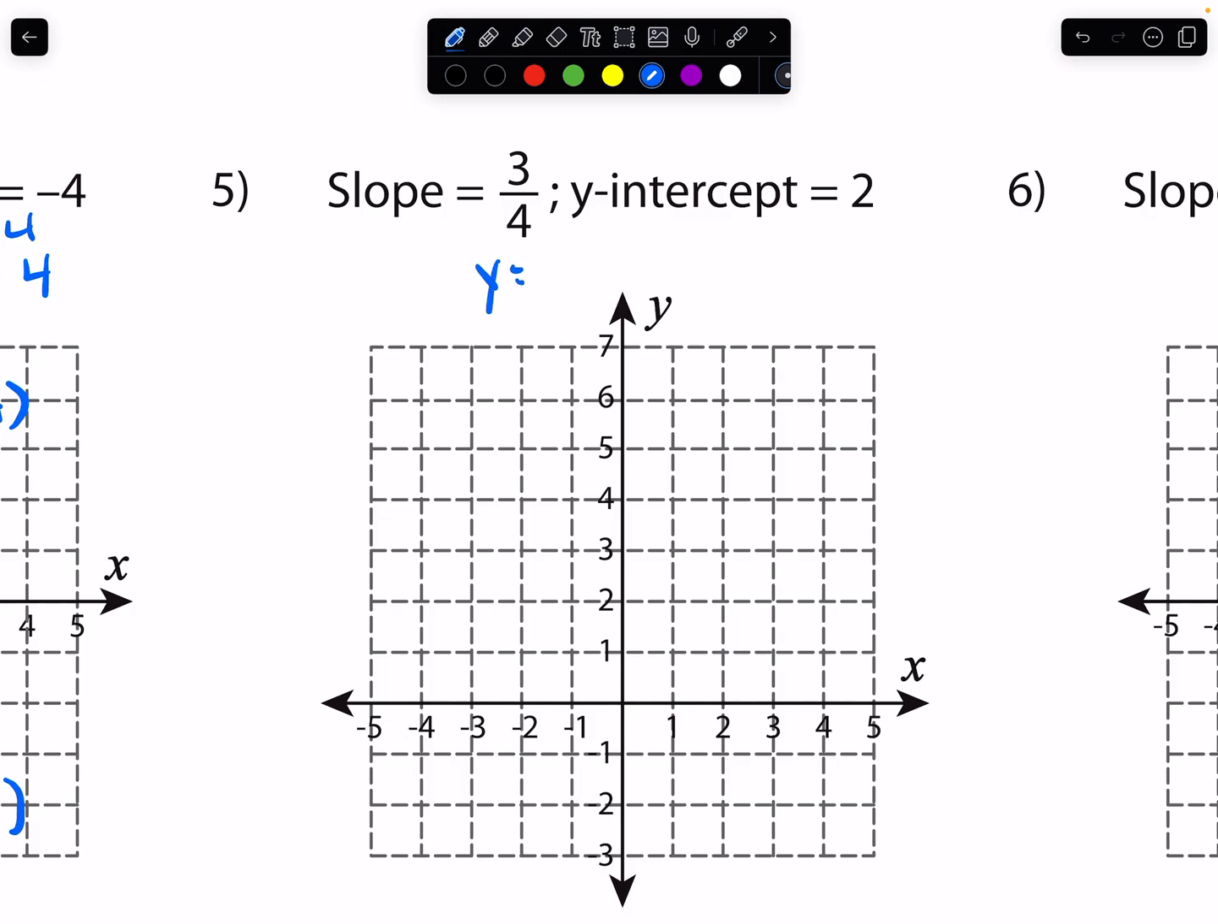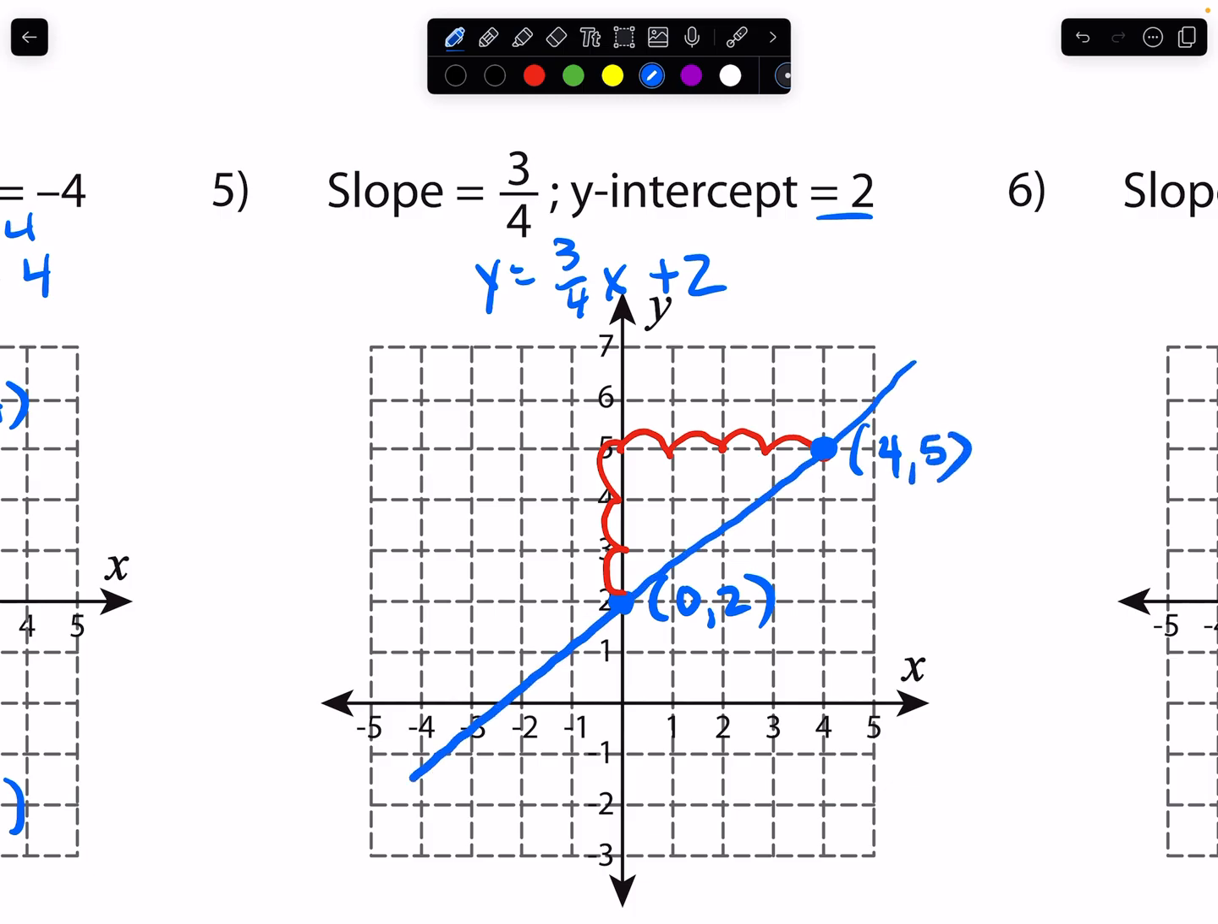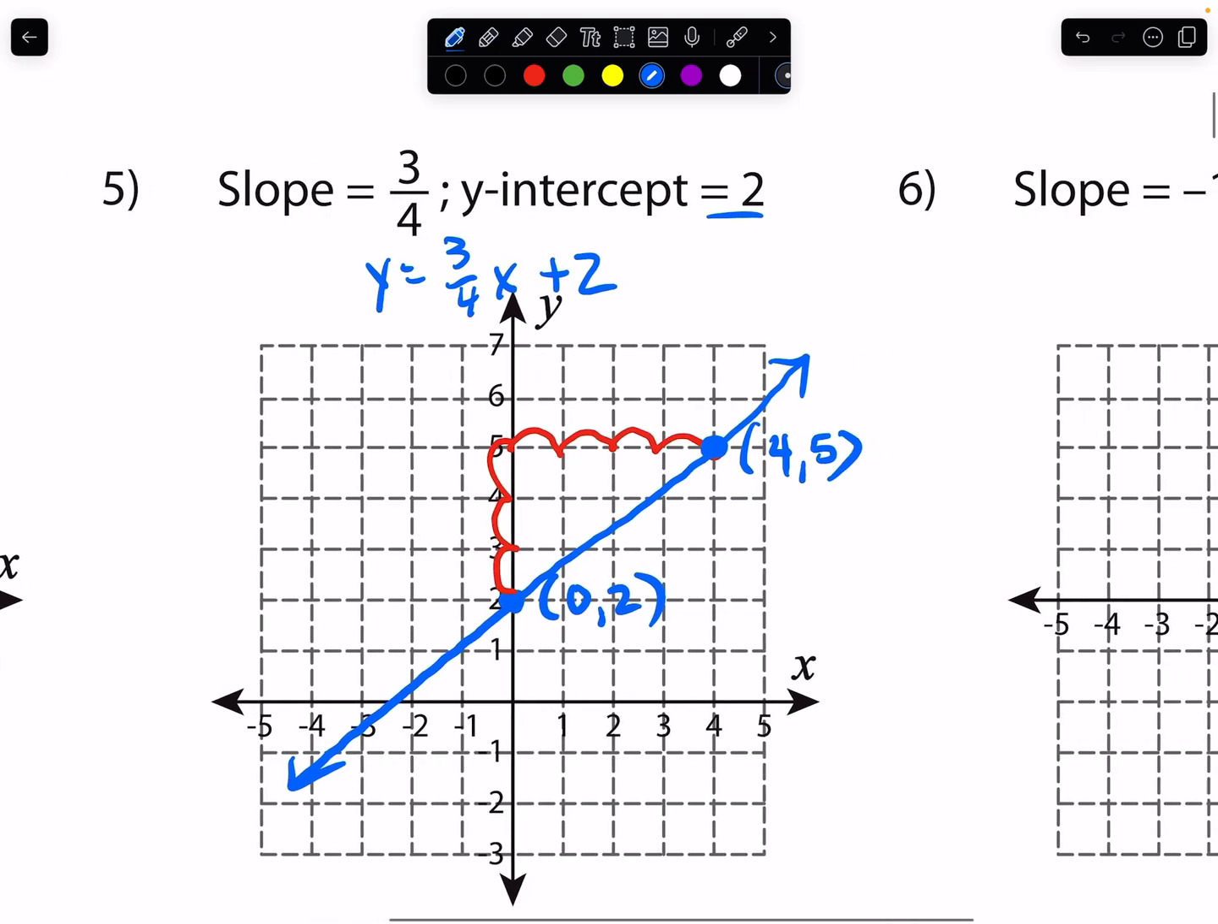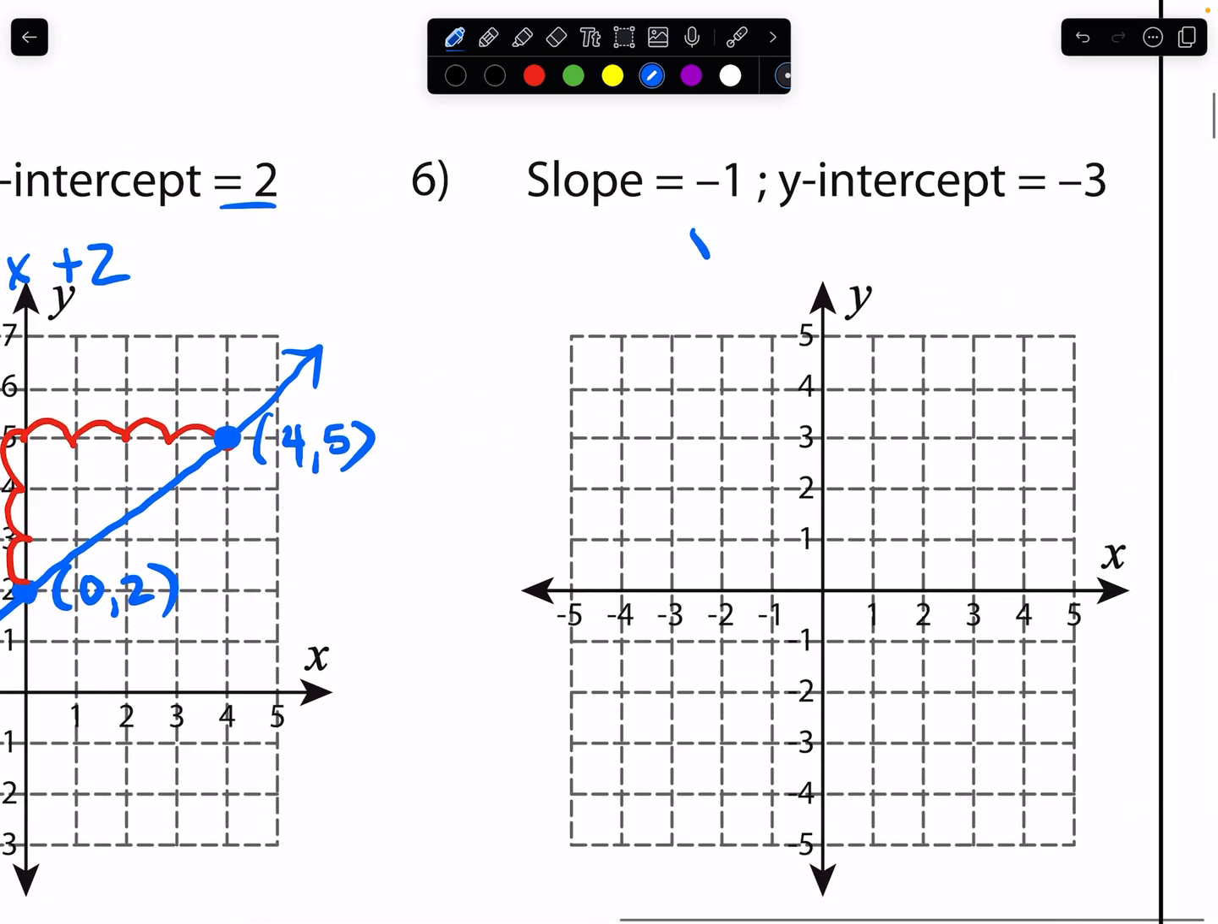So y equals 3/4 x plus 2, because this is 2. Plot my point. This one is 0, comma 2. And then we're going to use our slope. Up 3, 1, 2, 3, forward 4, 1, 2, 3, 4. Put your next point. I should have changed color. This one is 4, comma 5. And connect your lines. Okay, number 6, y equals -1. Ooh, we didn't talk about this. X, y-intercept is -3. So I'm going to plot my y-intercept.